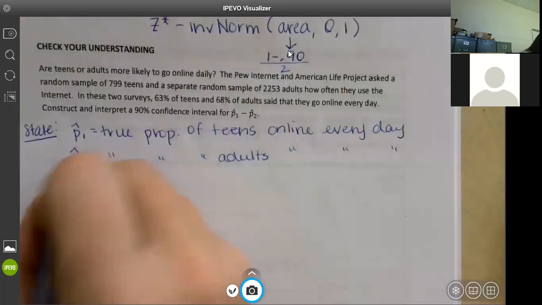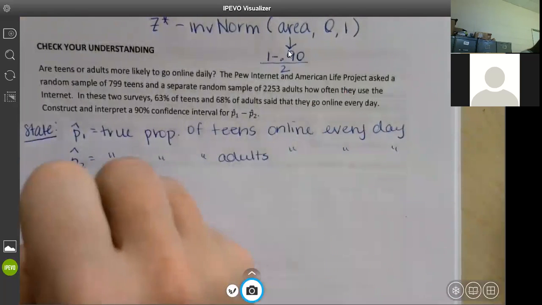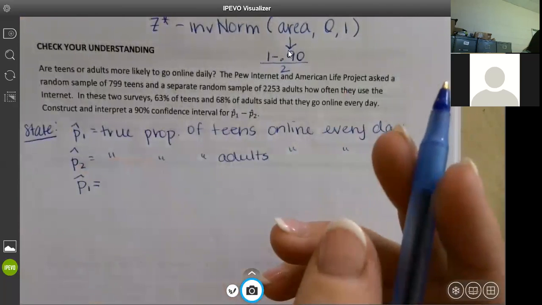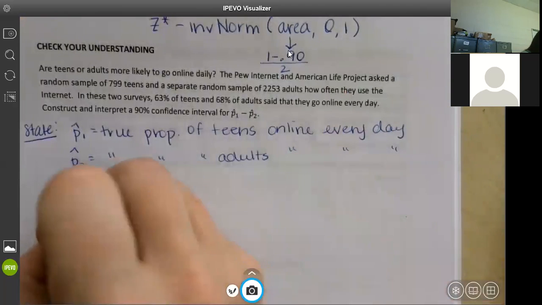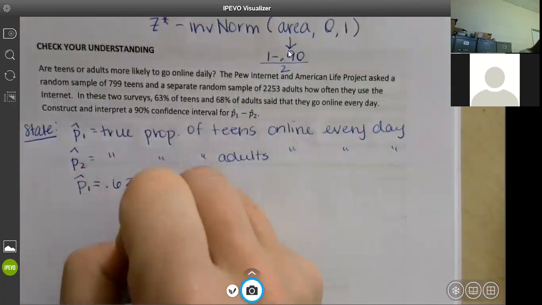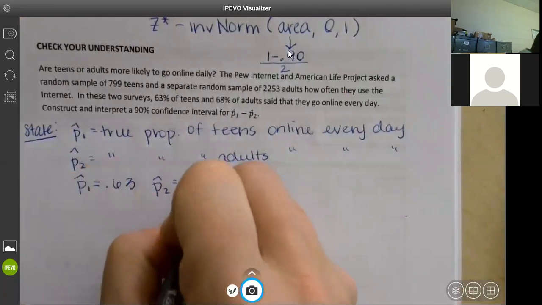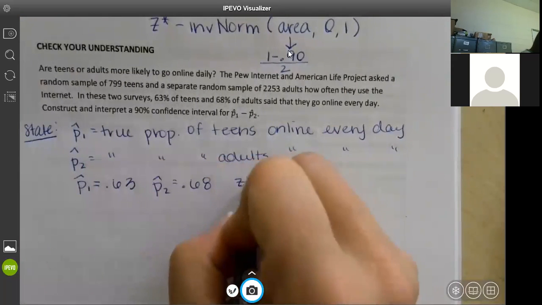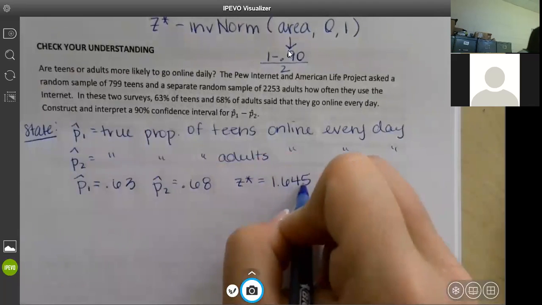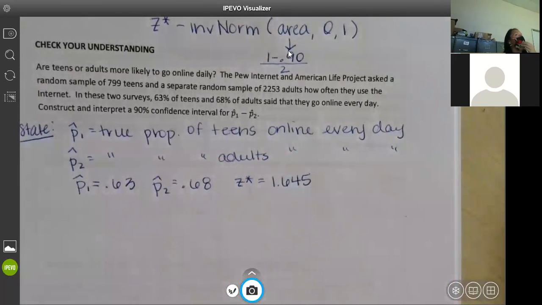State everything you already know. What is p hat 1? What is p hat 2? And then we already know Z star. What is Z star? You can leave it 4.4 or 4.5. It doesn't matter, whatever you define it as, they will look at your work with that. So don't stress out about it.